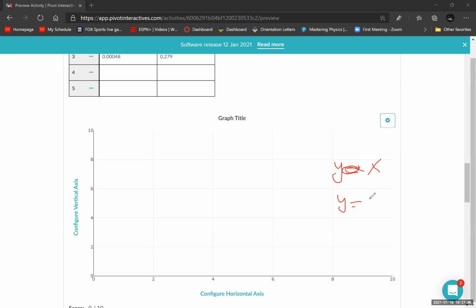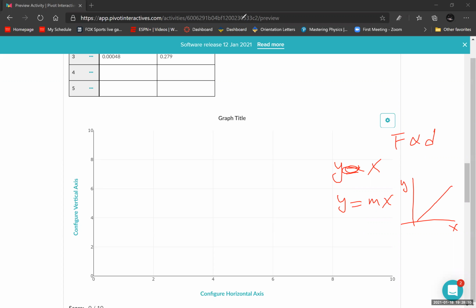So we plot this as y equals mx. And if the graph is a straight line, then this quantity y and quantity x are directly proportional. Okay. So then, for example, if you want to see if the force measurement and the distance measurement are directly proportional or not, let's do that.